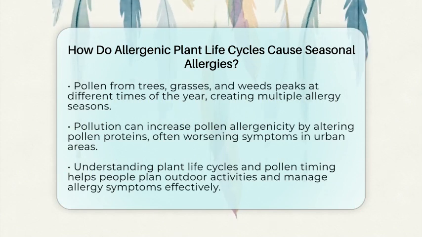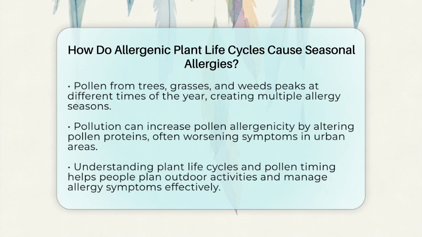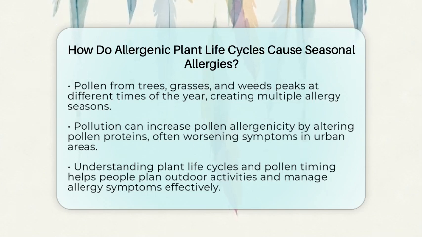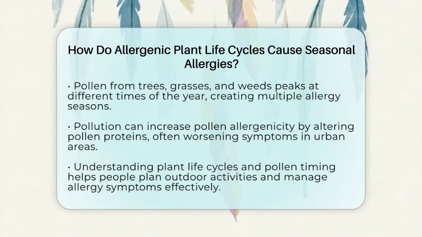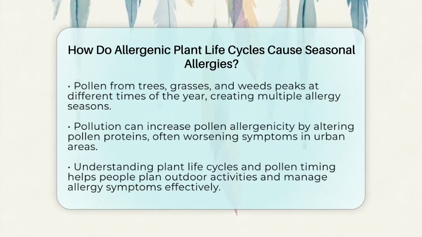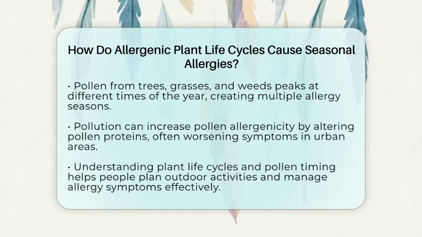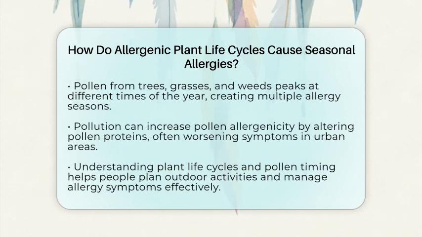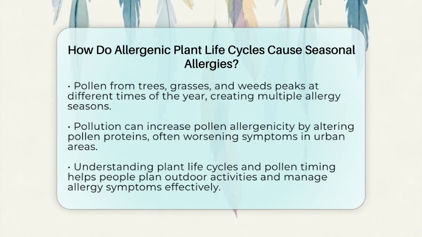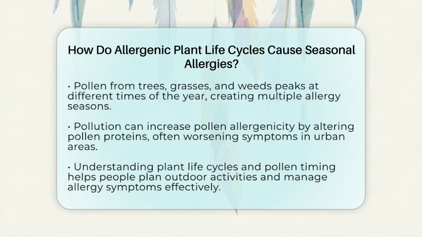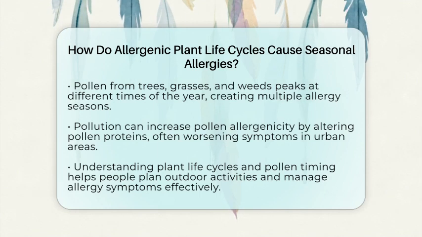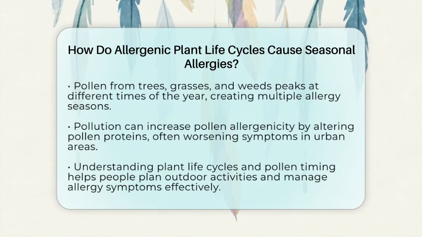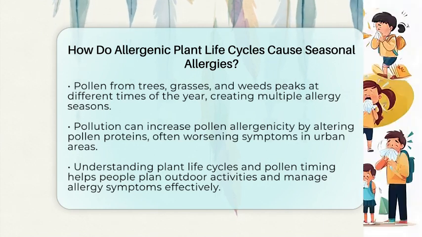In summary, the life cycles of allergenic plants cause seasonal allergies because they produce and release pollen during their flowering and pollination stages. The timing and amount of pollen released depend on the plant species and environmental conditions. These cycles create predictable allergy seasons, helping people prepare and manage their symptoms better. Understanding when plants release pollen can help you plan outdoor activities and reduce exposure during peak times.